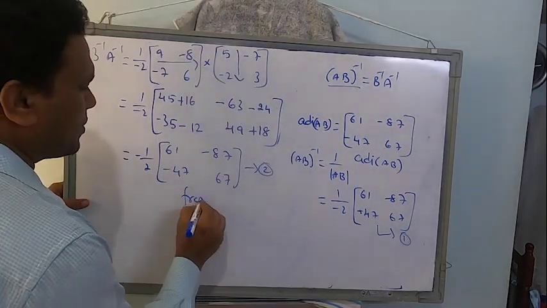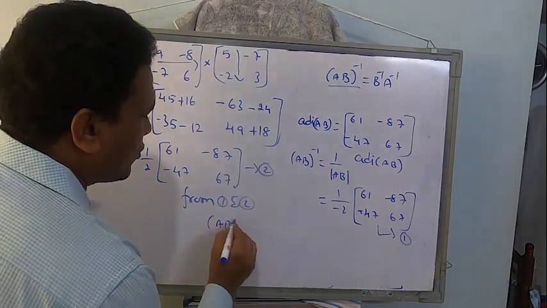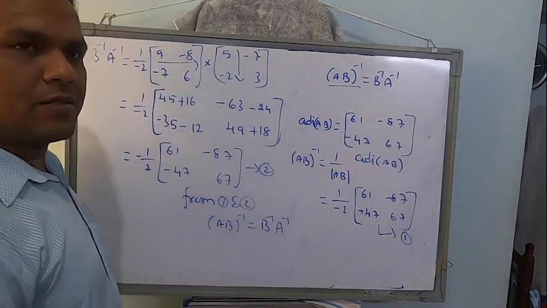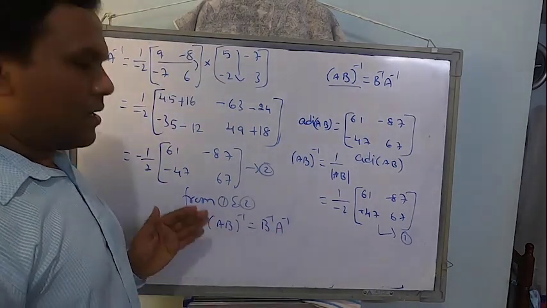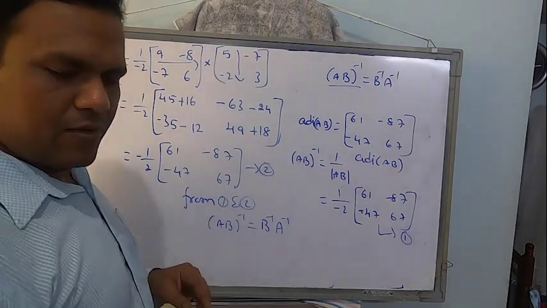So the conclusion from 1 and 2, AB the whole inverse can be written as B inverse multiplied by A inverse. So it's a standard result on inverse. AB the whole inverse always can be written as B inverse multiplied by A inverse. Fine, students?